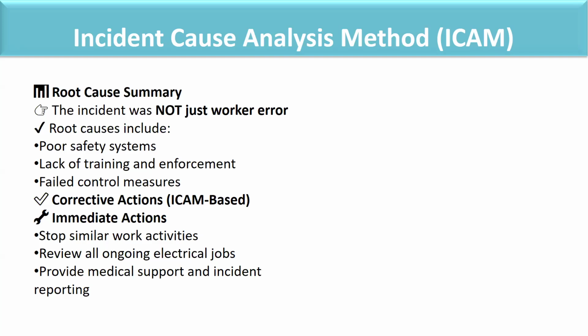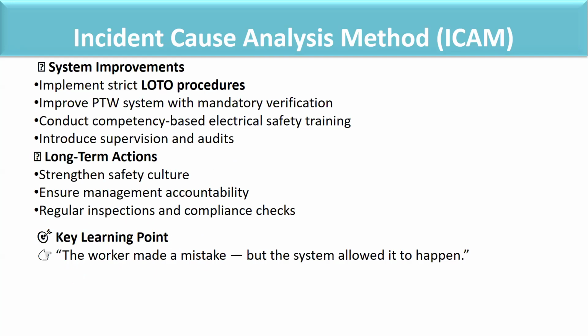Root cause summary. The accident was not just worker error. Root cause includes poor safety system, lack of training and enforcement, and failed control measures. Corrective action, ICAM based: immediate action, stop similar work activities, review all ongoing electrical jobs, provide medical support and incident reporting.